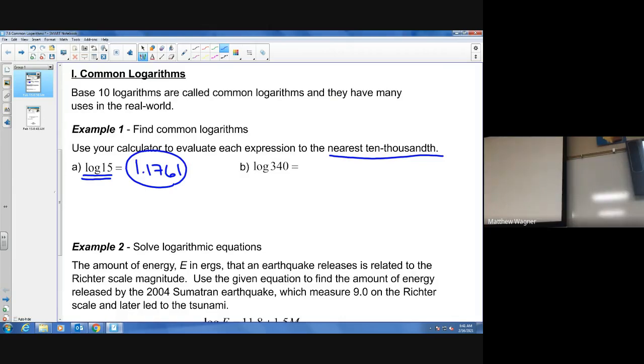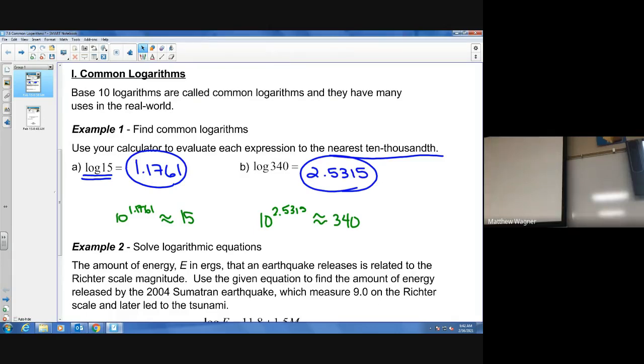Same thing, next question, log 340. So I hit the log button, type in 340 and enter. All right, 2.5315 should be your answer. Keep in mind, you can always check this answer if you want, remember base, power, answer. So 10 to the 1.1761 should be about 15. 10 to the 2.5315 should be about 340, okay? You can check, you don't need to.